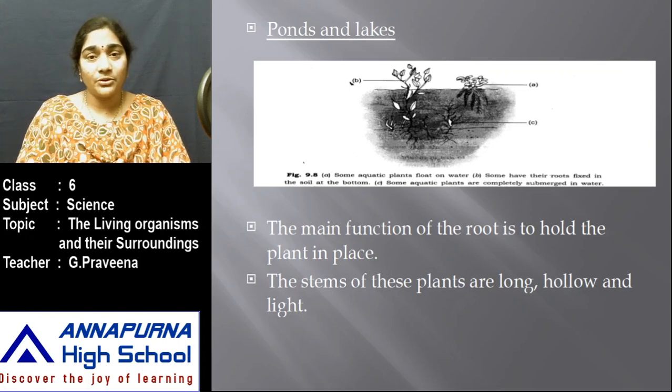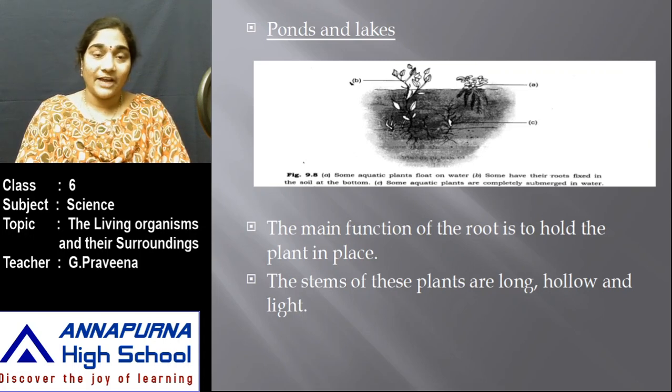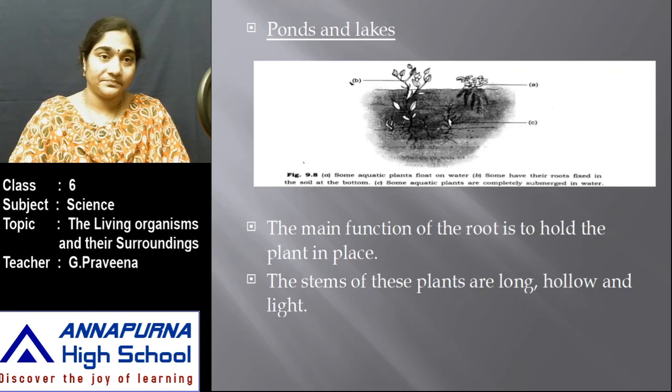The main function of the root is to hold the plant in place. On the terrestrial land area, the main function of the root is to absorb the water and minerals from the soil, and it helps in anchoring the plant without moving. So here the main function of the root in an aquatic area is to hold the plant in place, and the stems of these plants are long, hollow and light, and the stem extends to the surface of the water, and above the top of the water you can see the leaves or flowers floating over the surface of the water.